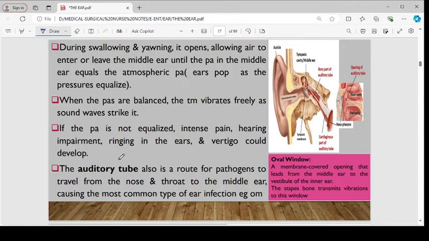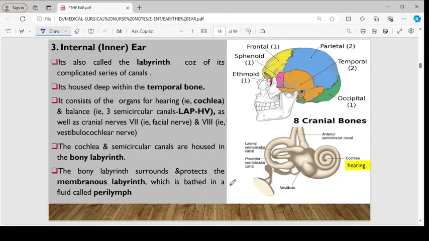The auditory tube is also a route for pathogens to travel from the nose to the throat to the middle ear, causing the most common type of ear infection, otitis media. From there we go to the inner ear.